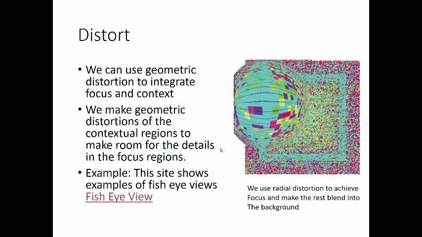Distortion is another technique, and we can use geometric distortion to integrate focus and context. We make geometric distortions of the contextual regions to make room for the details in the focus region. So there's an example in the link, and I'll try to show that when we talk together, but fisheye distortion is basically a technique that magnifies the local region around the mouse while leaving the larger graph unaffected for context.